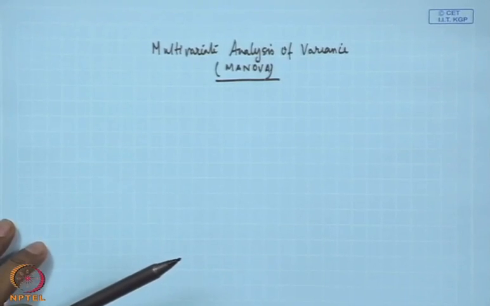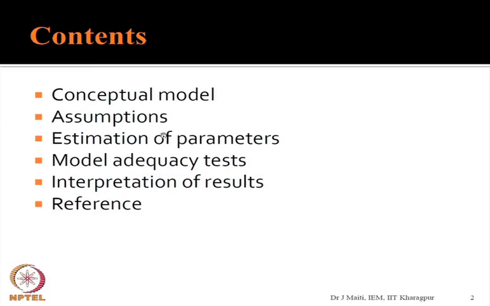Today's contents are conceptual model for MANOVA, assumptions for MANOVA modeling, estimation of parameters, model adequacy tests, interpretation of results and references. We will see how much is possible to complete today, and the remaining portion we will be completing in the next class.